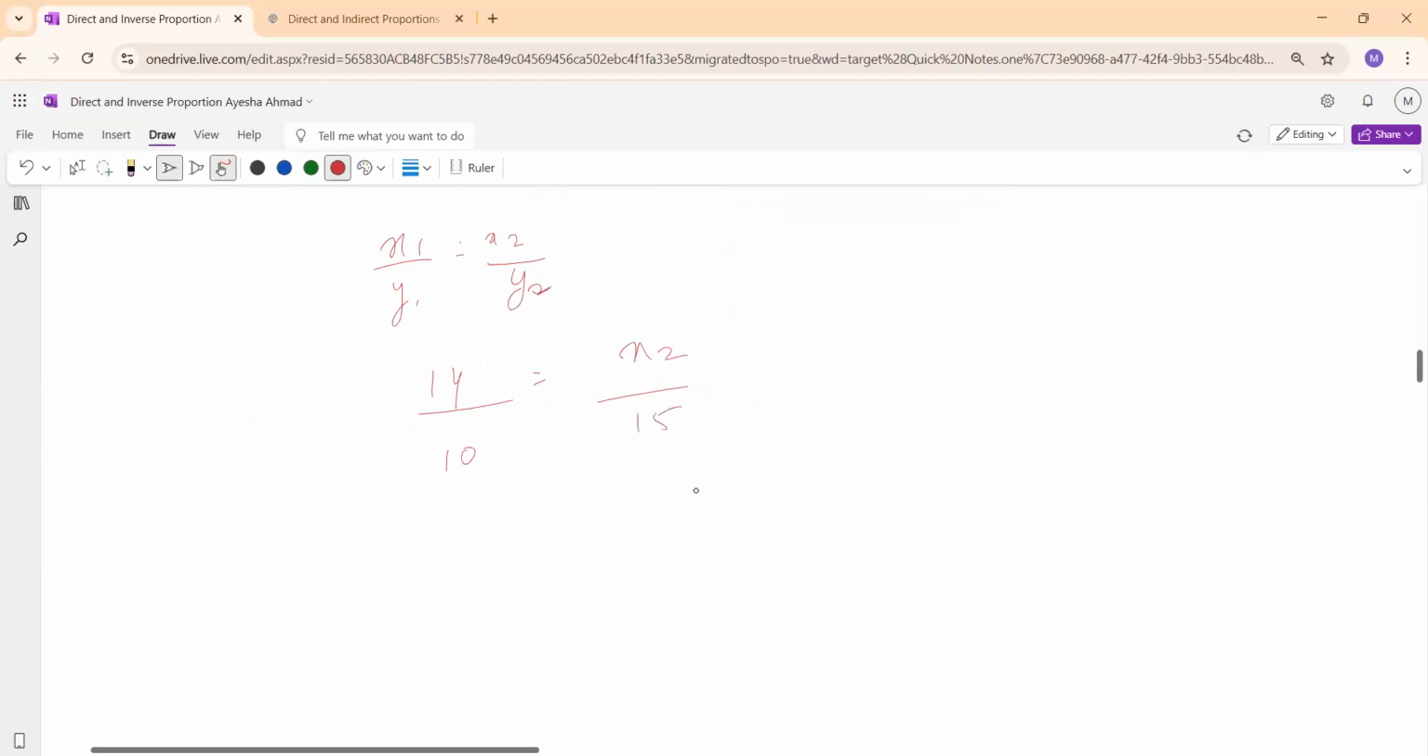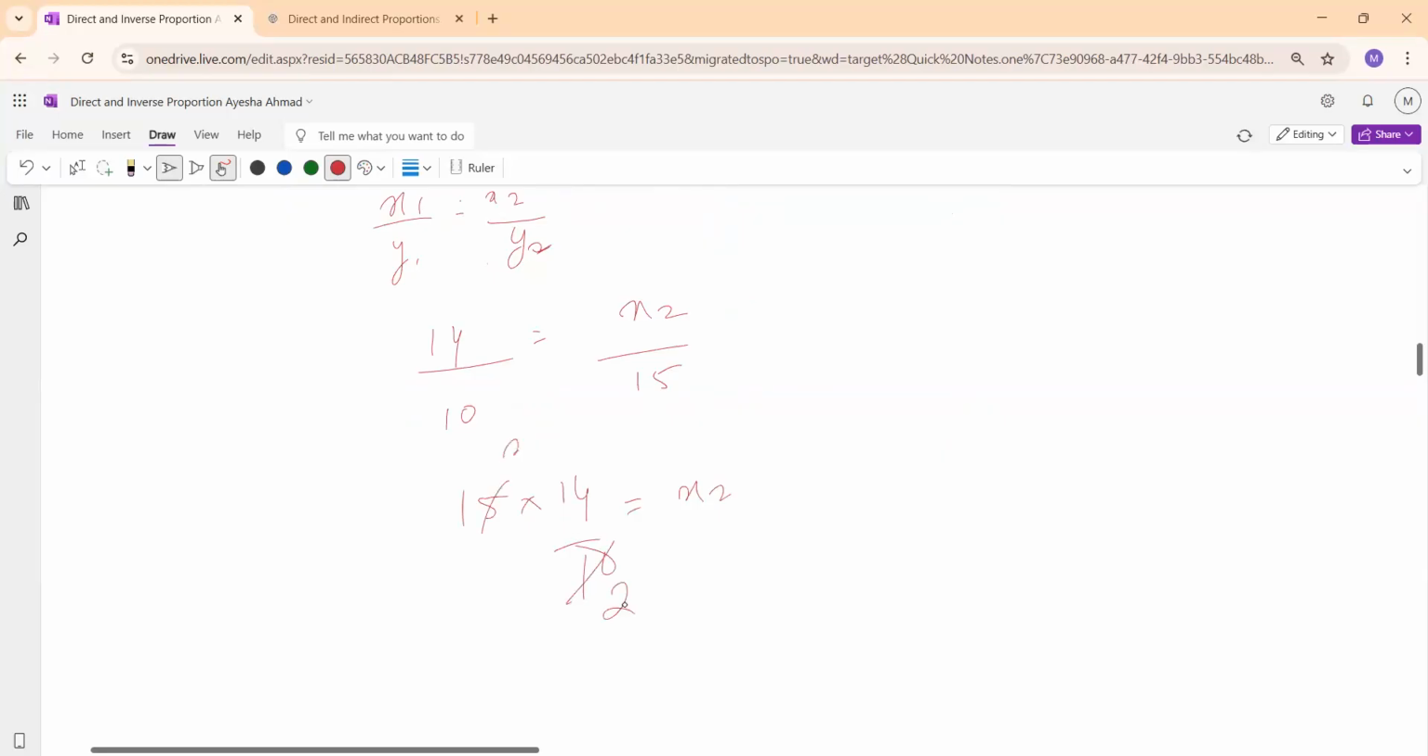Now take this 15 there, so x2 would be equal to 15 into 14 by 10. Take this 15 there, multiply हो जाएगा. Okay, so 5 twos are 10, 5 threes are 15. 2 ones are 2, 2 sevens are 14. So x2 is coming, 7 threes is 21. So x2 is 21 meters. So height of tree is 21. Is this clear?